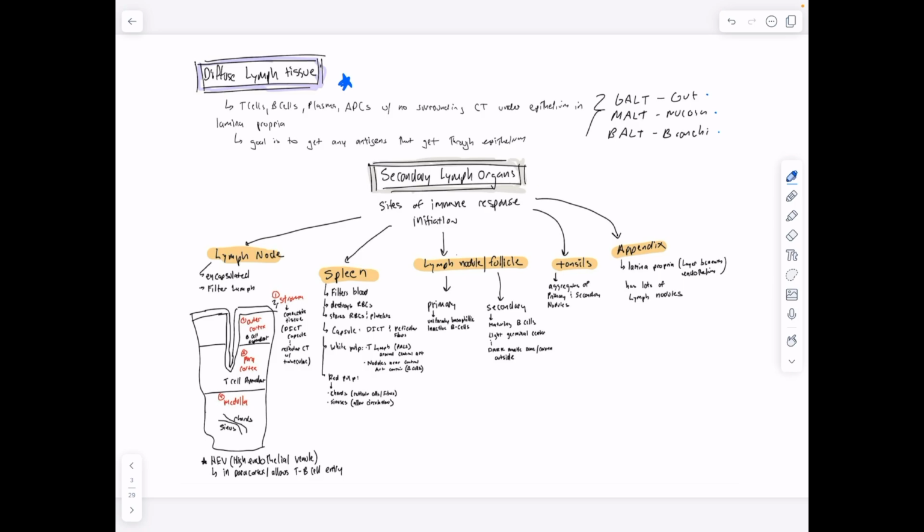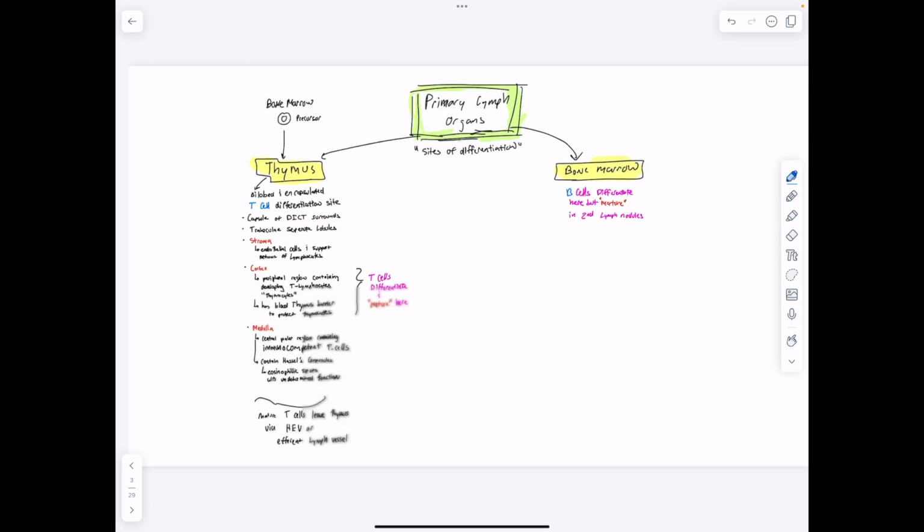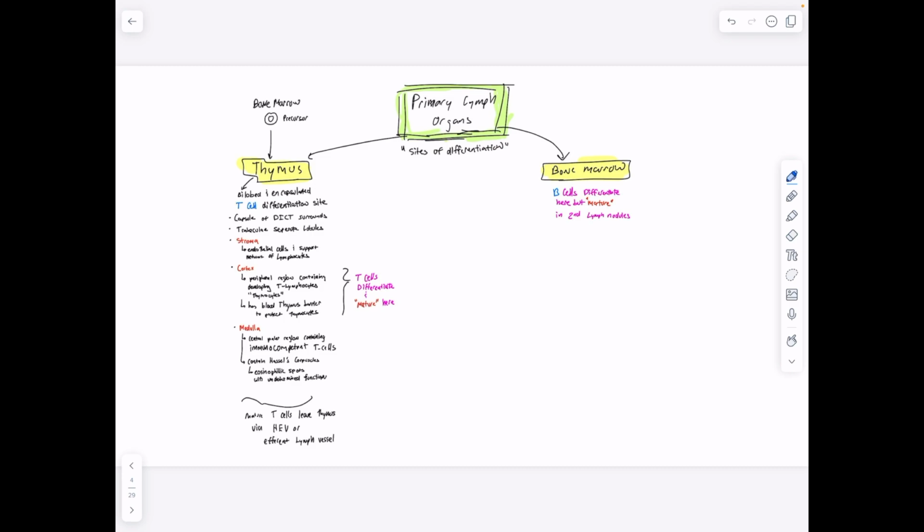All right, then we have our lymph organs. The idea is that the lymph vessels will take lymph to the lymph organs. And really what we have here are the primary lymph organs, which consist of the thymus and the bone marrow. These are the places where T cells and B cells are going to differentiate from their precursor stem cell into the T cell and B cell.